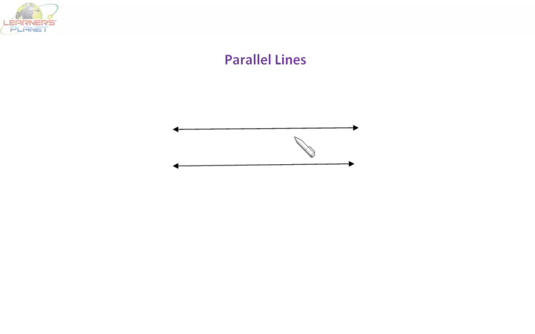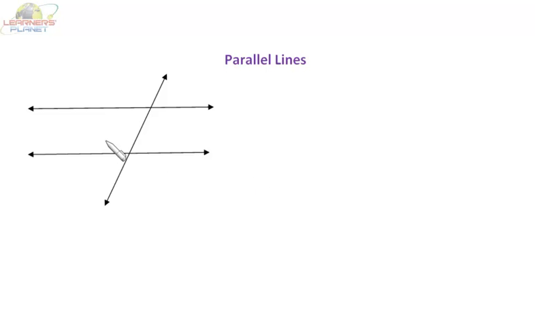Now we are going to discuss the properties of angles made by a transversal with two parallel lines. As we have discussed the angles made by a transversal with any two lines, now these two lines we are taking as parallel lines, and we are going to consider the angles made by a transversal with two parallel lines. So let's begin.